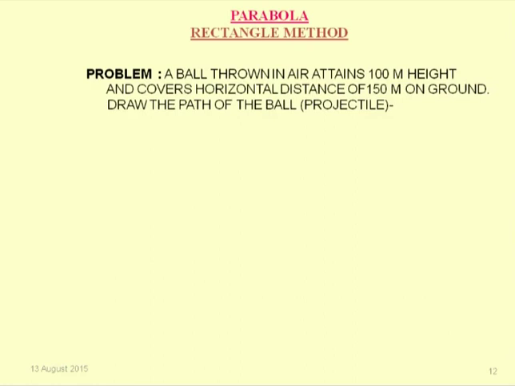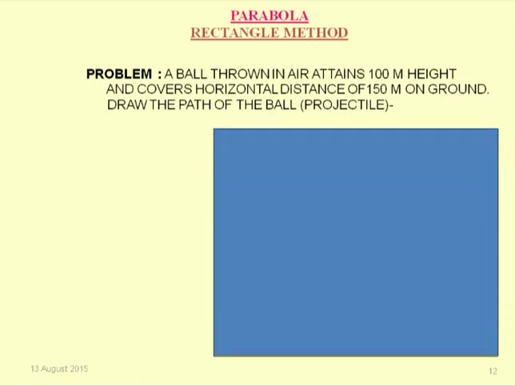So the given data is: a ball thrown in the air attains a 100 mm height and covers a horizontal distance of 150 mm on the ground. Draw the path of the ball. So here, from the given data, draw a rectangle having one side equal to 100 mm with a height of 150 mm. Divide this rectangle into two parts.